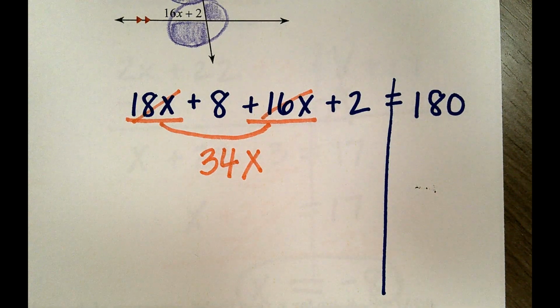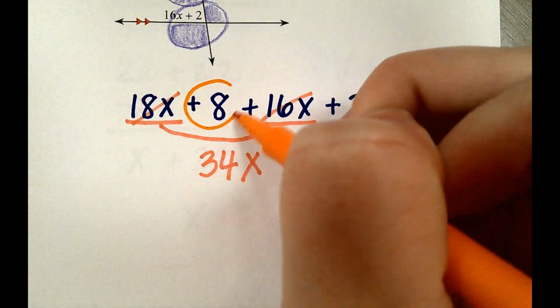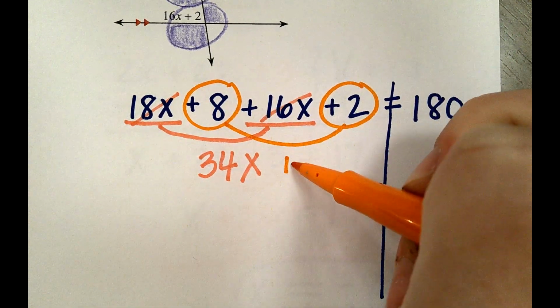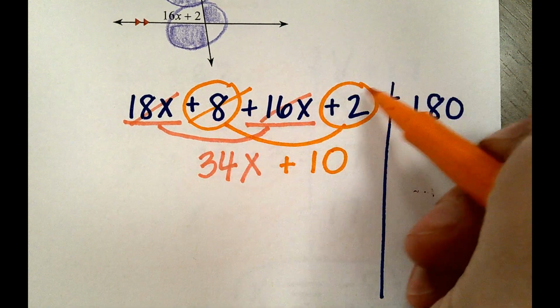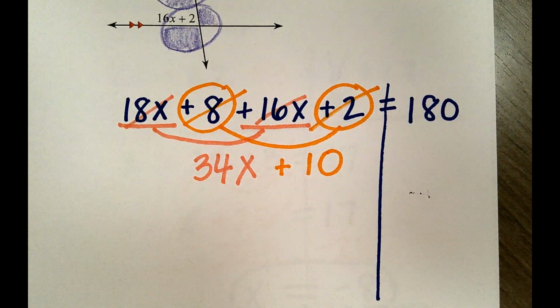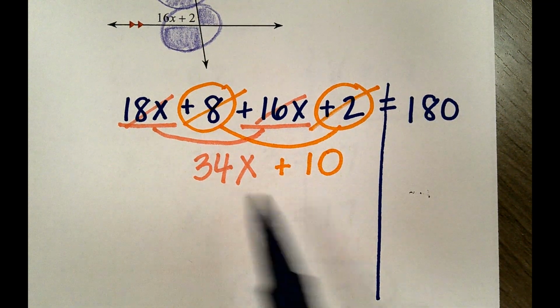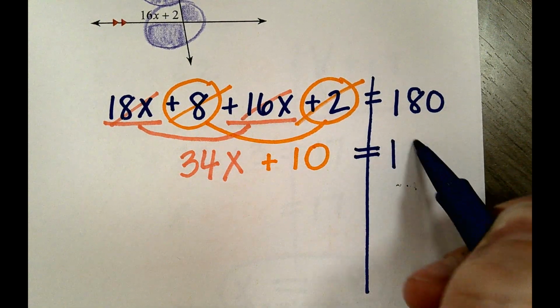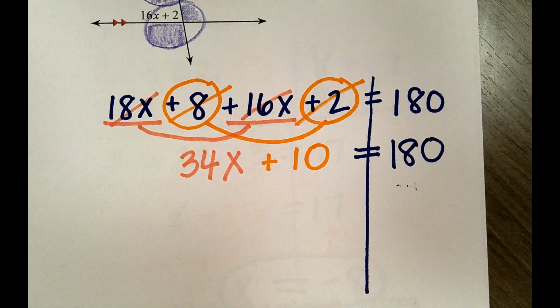We could bring everything down, but if you like to combine everything in one step, what else could we combine? The 8 and 2 give you 10. Now I have 34x plus 10 equals 180. Then you subtract 10.